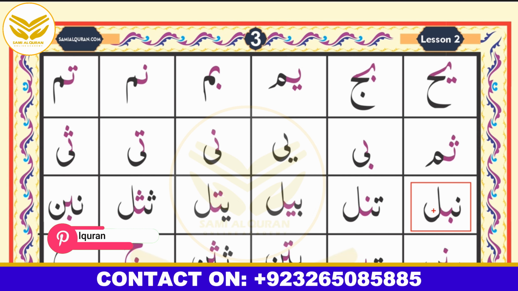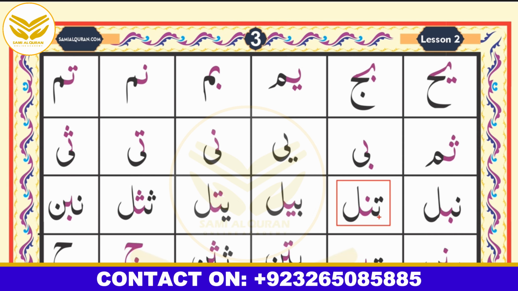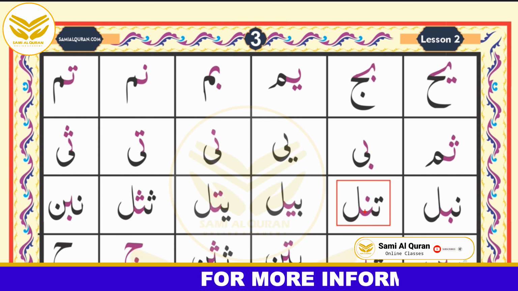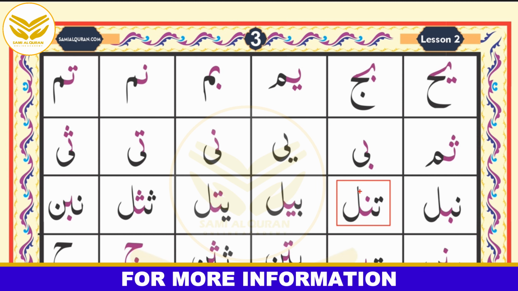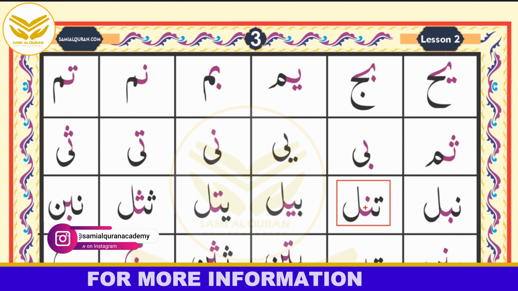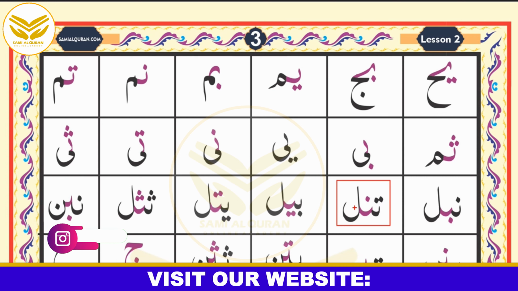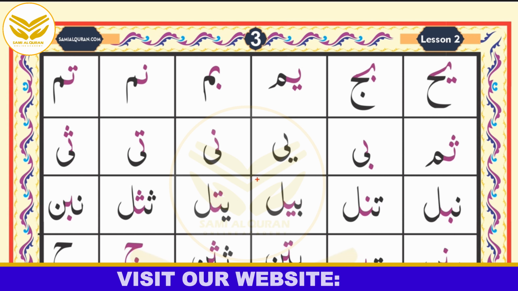Ta, Noon, Lam. Here the black one is Ta, the purple one is Noon, and the black one is Lam. So read again. Ta, Noon, Lam. Next.